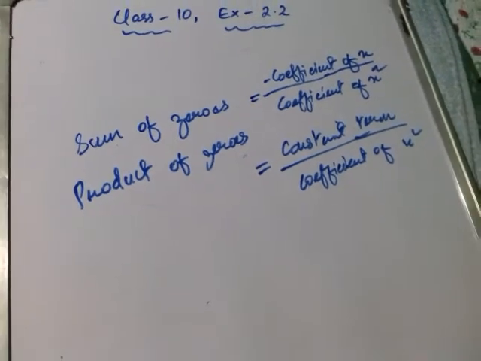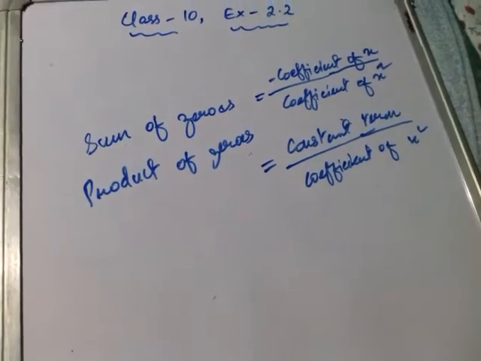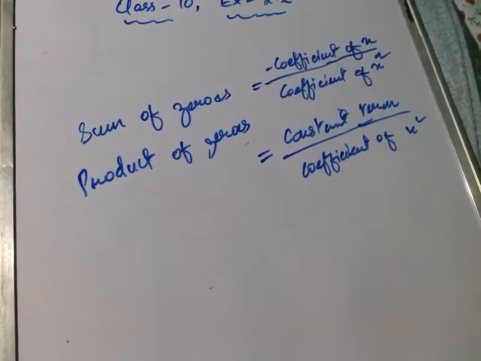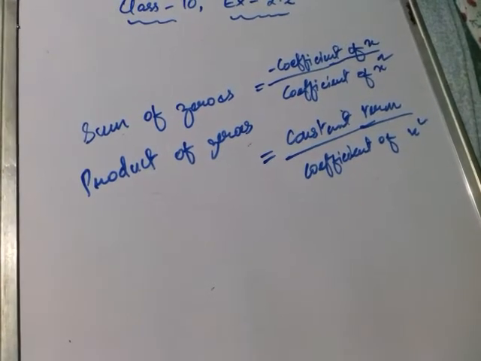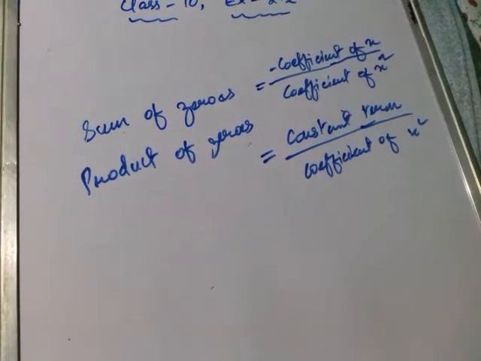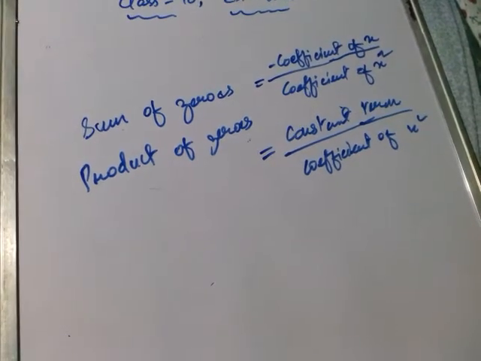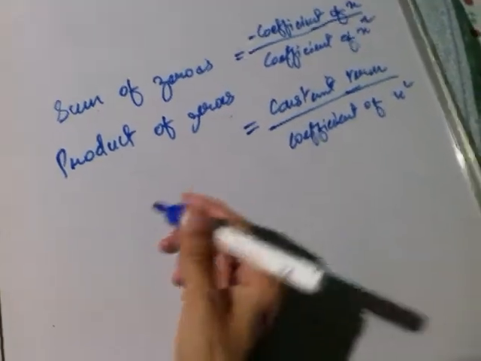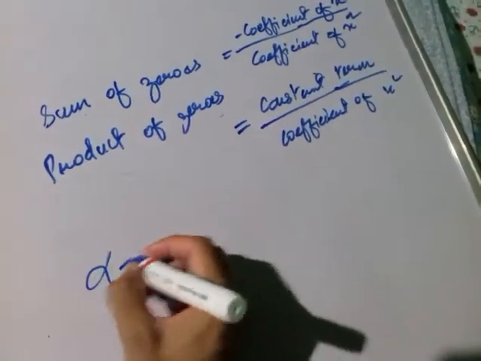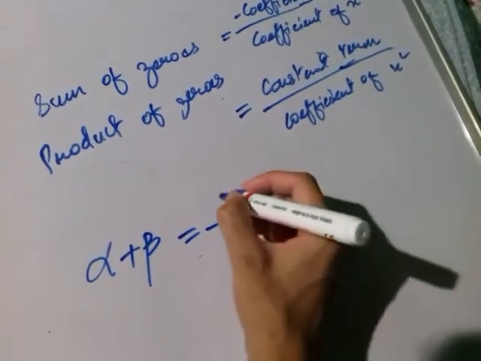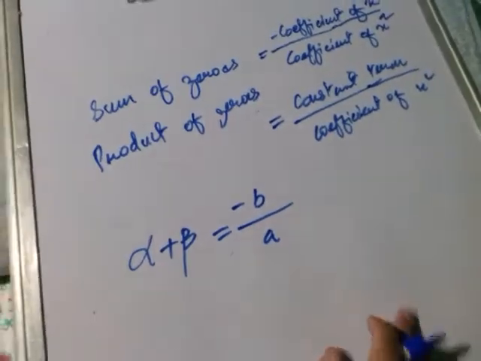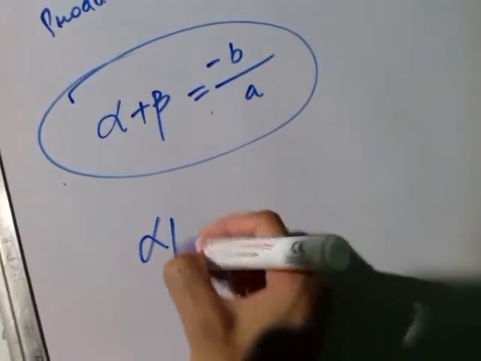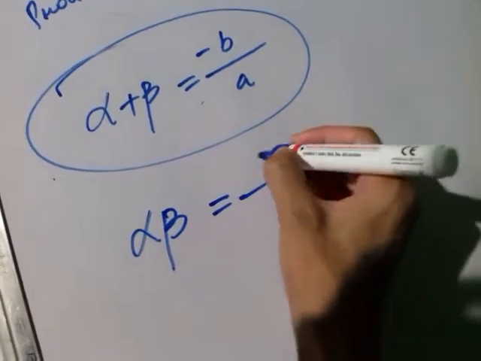If you want to study this briefly, then see page number 54. In general, if alpha and beta are the zeros of the quadratic polynomial p of x equals ax square plus bx plus c, then sum of zeros, alpha plus beta, equals minus b by a. This is one formula. And the next formula, product of zeros, product means into, so alpha into beta equals c by a.